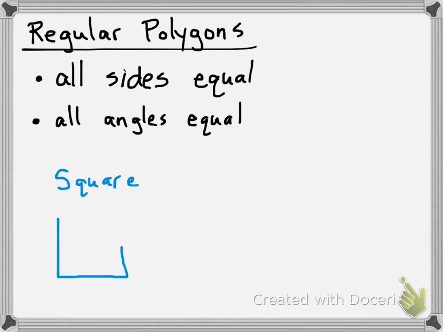So think about a square. A square, all the sides are equal and all the angles are equal. Therefore, a square is a regular polygon.